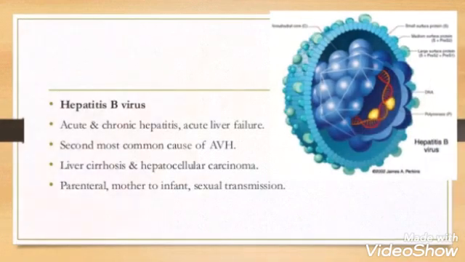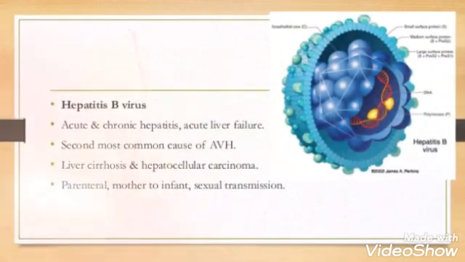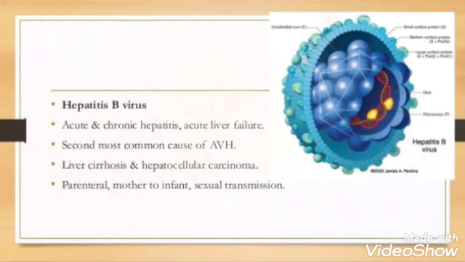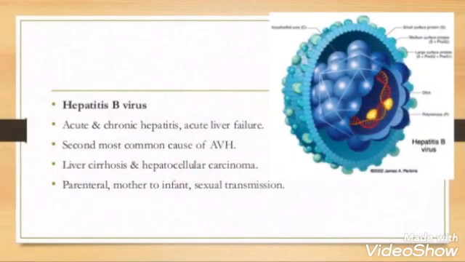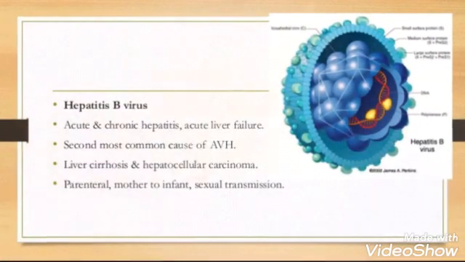Liver cirrhosis and hepatocellular carcinoma. It also causes liver cirrhosis and hepatocellular carcinoma. Parenteral, mother to infant, sexual transmission. So these are the ways hepatitis B virus gets transferred into the human body.